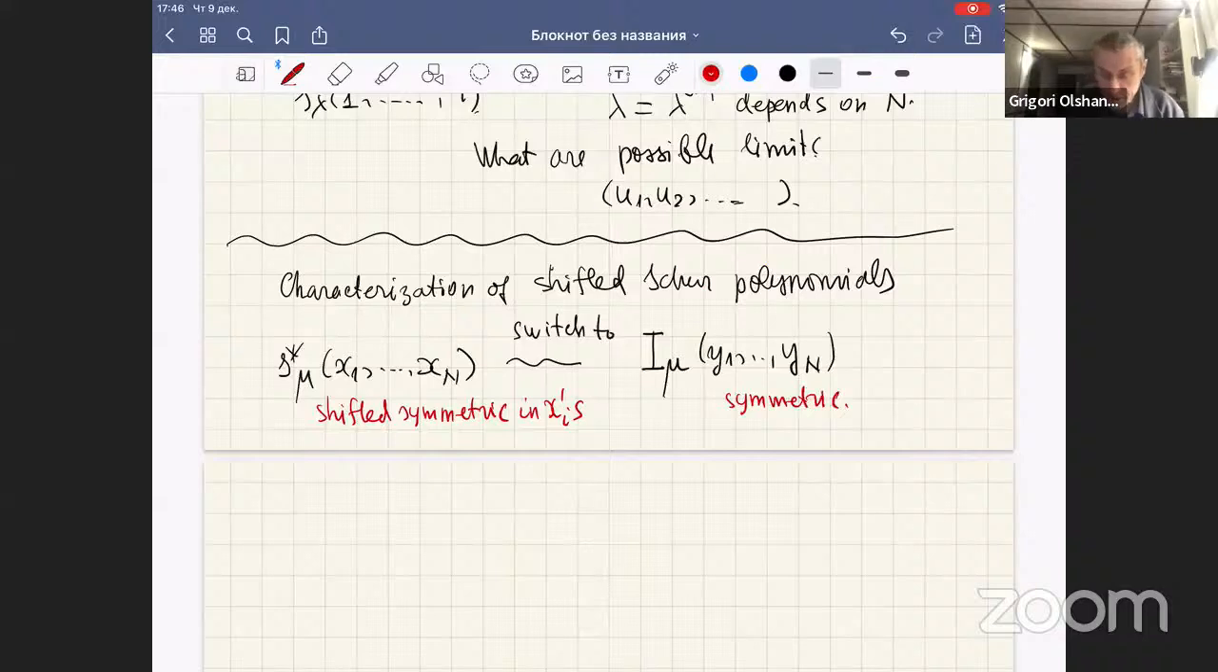Well, the idea is just to assume that the variables are related by this shift. So in these shifted variables, we get simply symmetric polynomials, and they are called now interpolation polynomials.